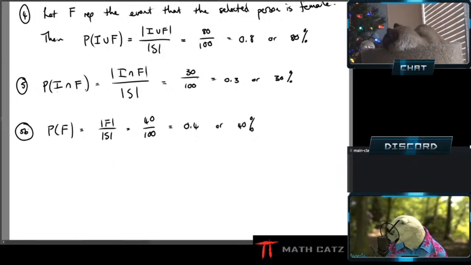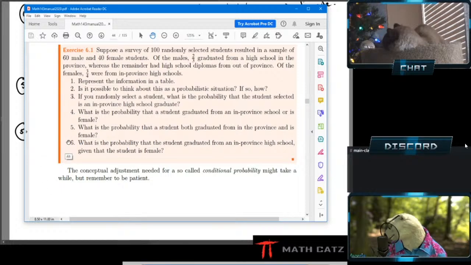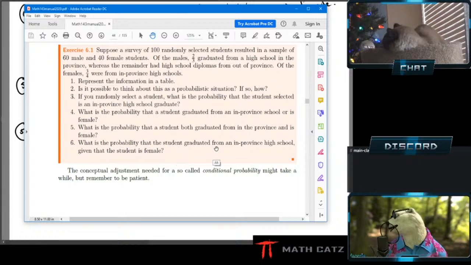5 minutes to not do this number 6. You can think about number 6 if you want, but to set the stage, let's read it and try and understand how this is different from all the other questions. What's the probability that a student graduated from an in-province high school, given that the student is female? Actually, no, let me do it. Yeah, it's okay.